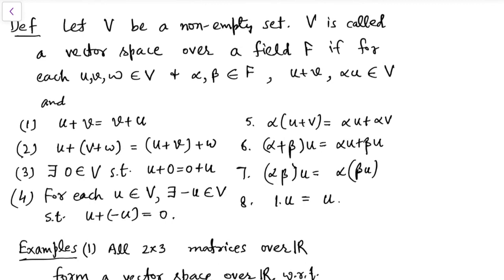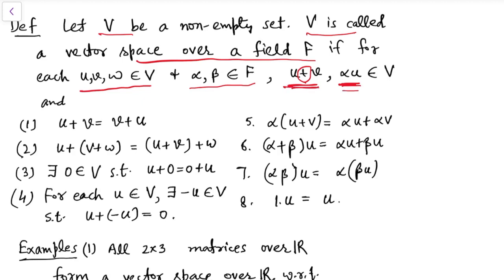We have a non-empty set V. We call V a vector space over a field F if for each u, v, w in V and alpha, beta in F, there is an operation on V, which we denote by plus, and alpha times u. This is another operation. Alpha is a scalar, and u is coming from the set V.